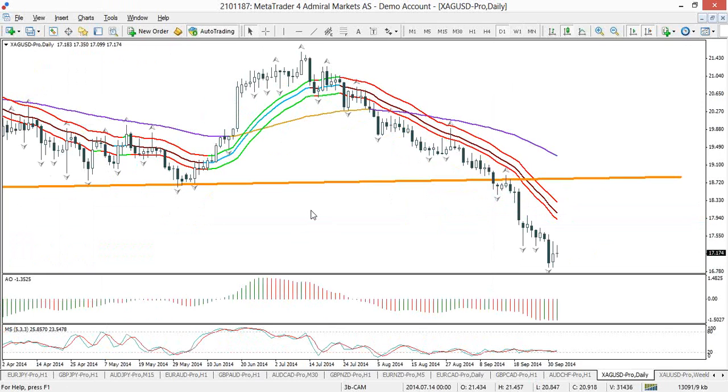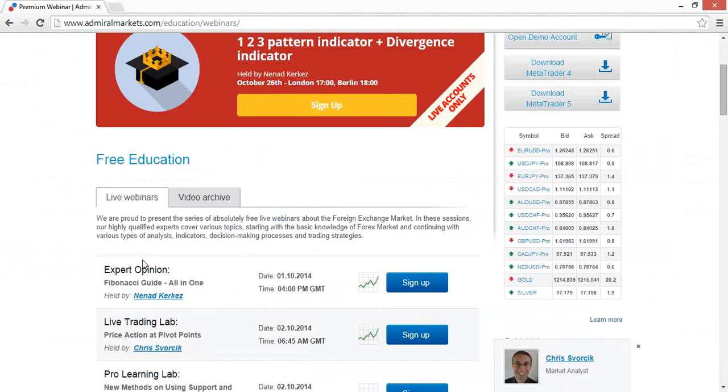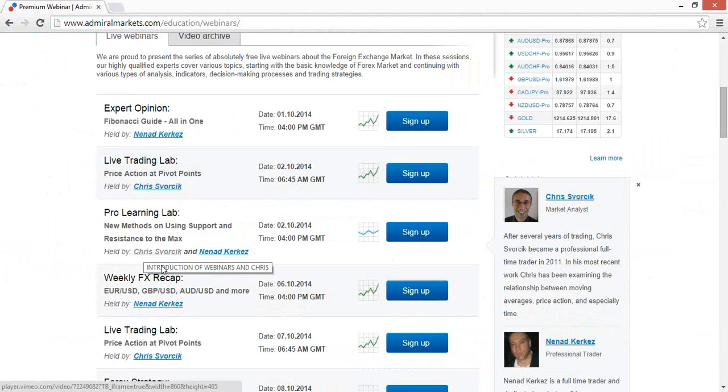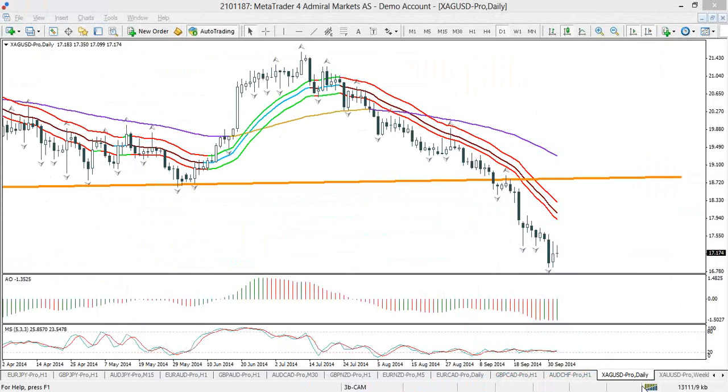We'll be back tonight. New Zealand yen, yes, we can take a look at New Zealand yen, certainly. Let me just quickly show you tonight. We will have new methods on using support and resistance to the max. New Zealand yen, let me take a look.